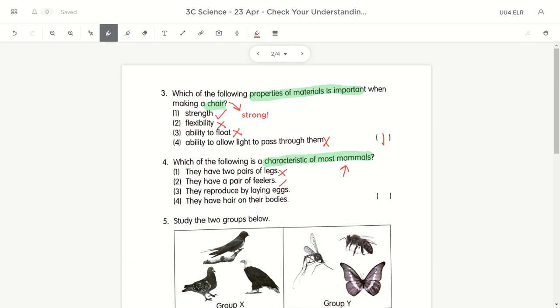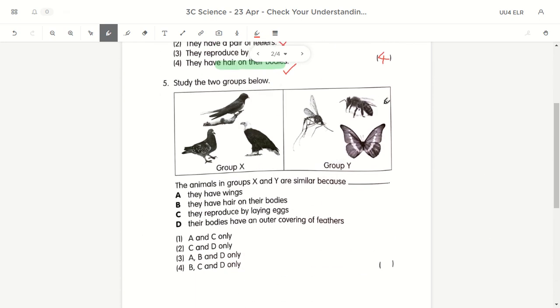Mammals don't have feelers, that's insects. Mammals, most of them give birth to a young alive. Mammals have hair, correct. Okay, all mammals have hair. So this is correct. So the answer is 4, which most of you got right, which is good.